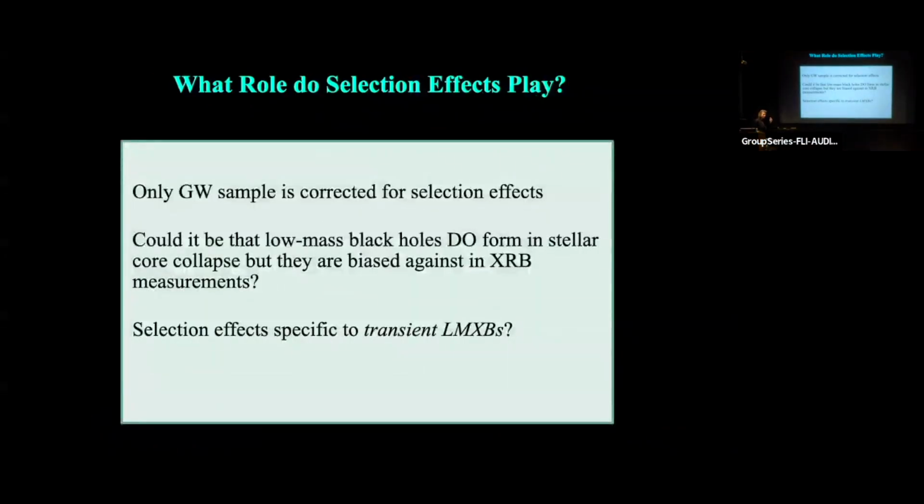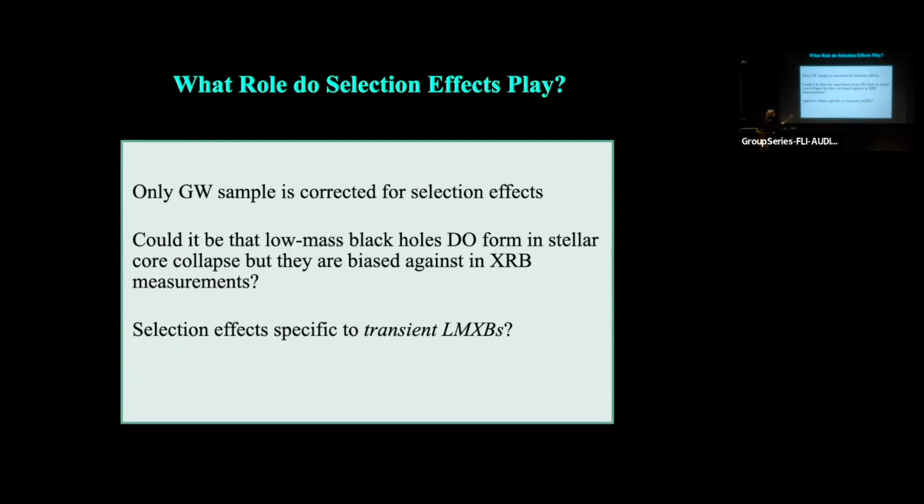Remember in 2001, with Chris Fryer, we said maybe there's a selection effect hiding low mass black holes in X-ray binaries, but we couldn't come up with anything. The gravitational wave sample is corrected for selection effects. We can quantify the selection effects in the gravitational wave sample very well. They're very well understood, and we don't find the gap, even before the discovery of this one system.